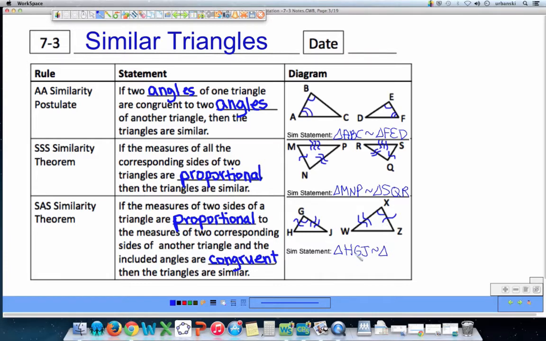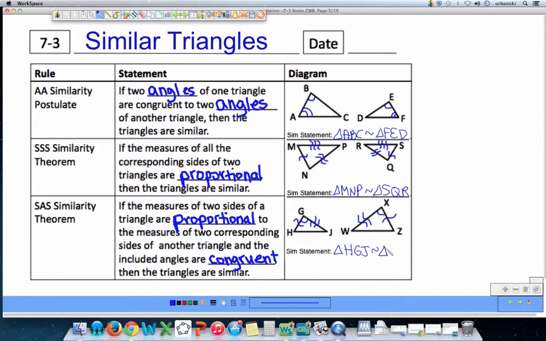HG, this first one here, has 1 mark. On the other triangle, which side has 1 mark to go with it? This one. We just have to figure out which letter to use first, the Z or the X. And in this case, the X has 1 mark, that goes with the G. The Z has no mark, that goes with the H.